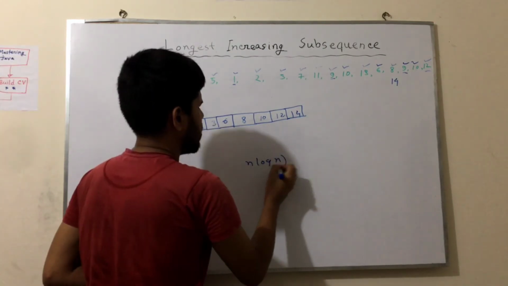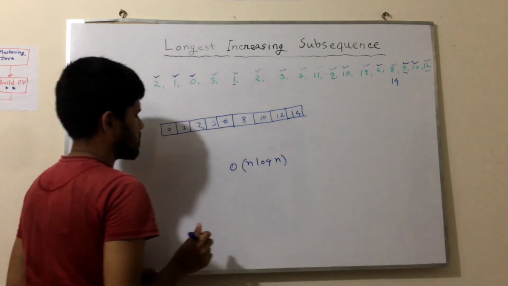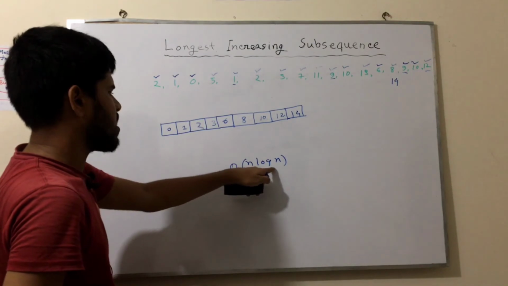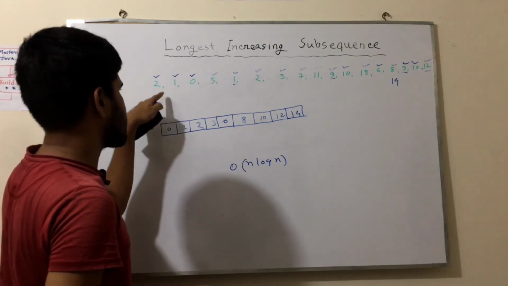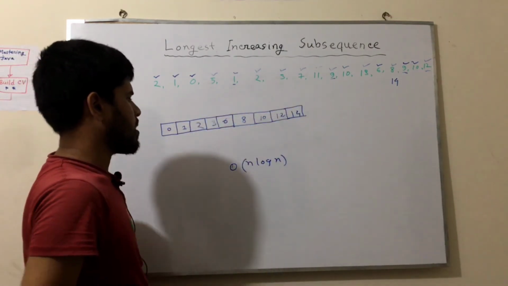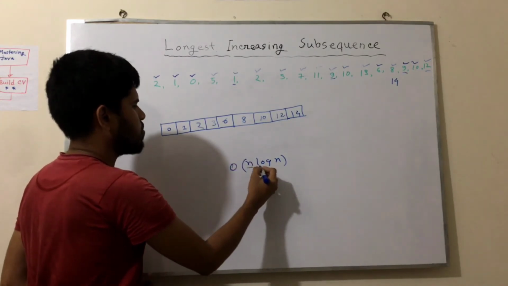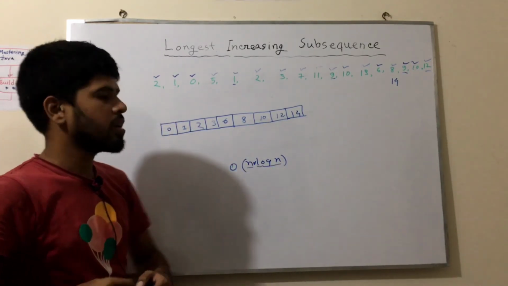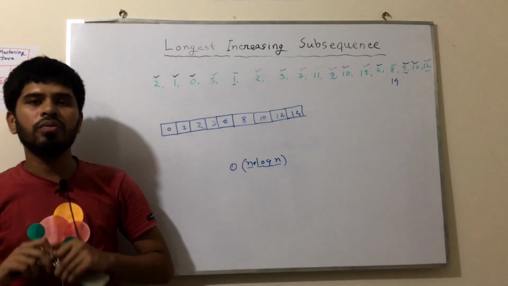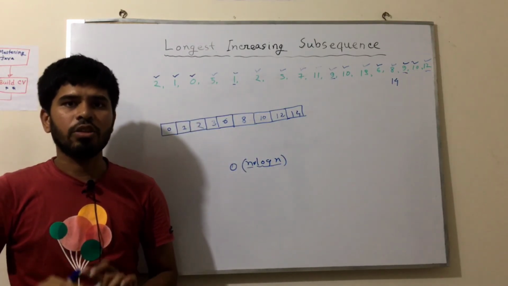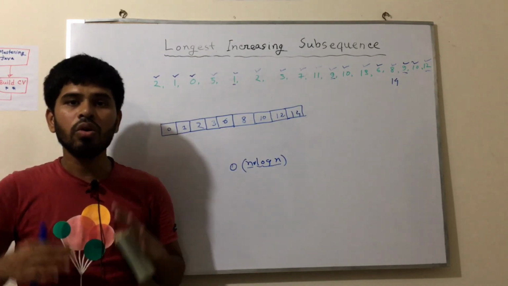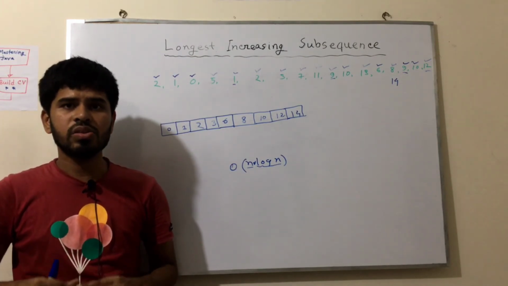This algorithm will take n log n time complexity. We have to apply binary search, that's why it takes log n, and we have to iterate every single element of the given array, so it will take n, and we have to apply binary search, so it will take n times log n time complexity. This is how we can solve this problem. Hope you have understood the algorithm and the core intuitions of this algorithm.